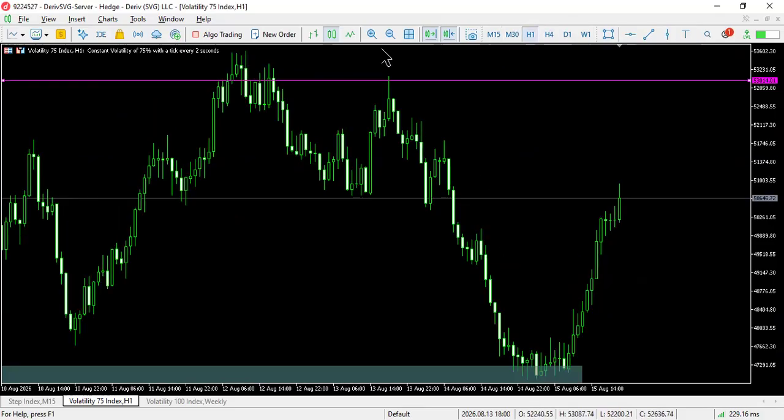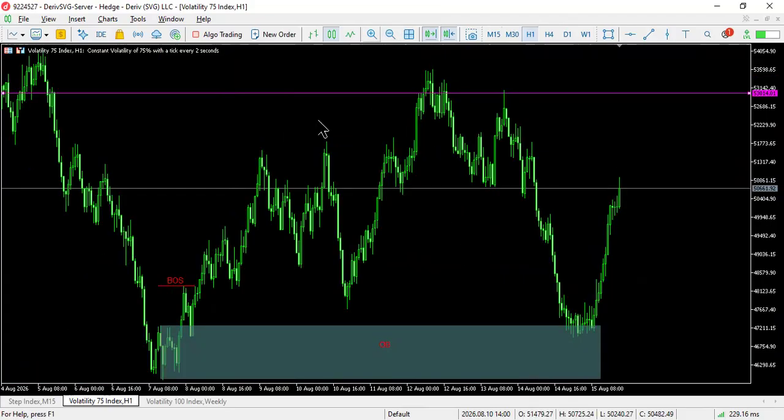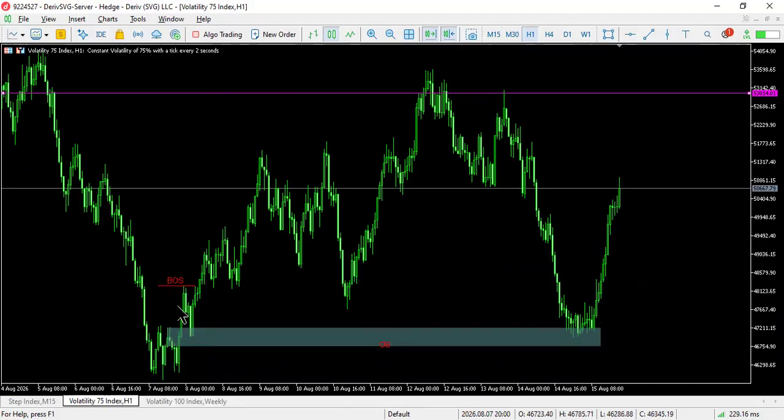Heading over to the 1 hour. From the 1 hour time frame, we have this break of structure, and price, with the liquidity which is seated there, tapped into the order block, and we are pushing to the upside.